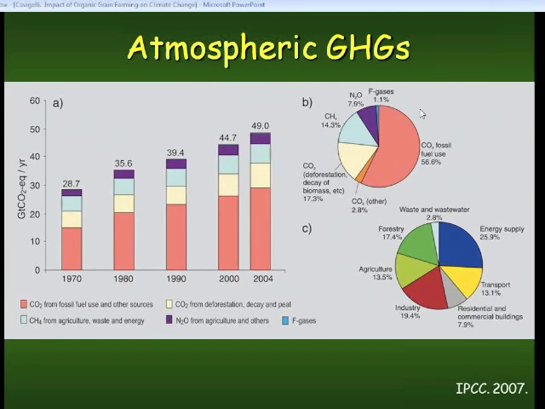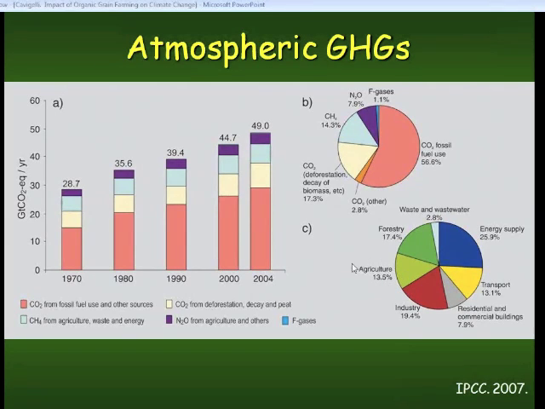If we look at the same data as a pie chart, you'll see again that CO2 from fossil fuel use is the dominant source of greenhouse gases. Then deforestation, methane, and nitrous oxide. So in this case, nitrous oxide represents about 8% of the global warming potential of all these greenhouse gases.